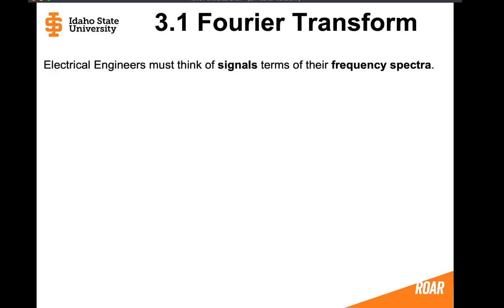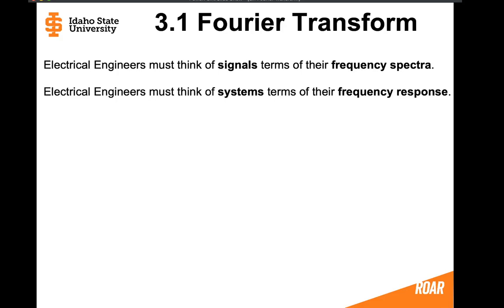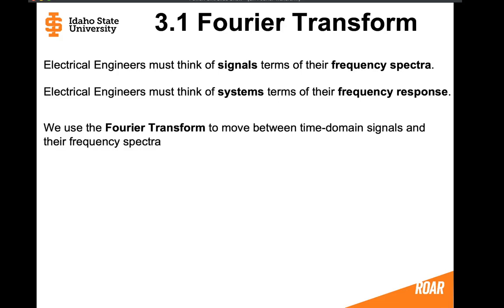Electrical engineers must think about signals in terms of their frequency spectra, and we must also think about systems in terms of their frequency response. We can use the Fourier transform to move back and forth between time domain signals and their frequency spectra. You probably learned this in your signals and systems class, but we're going to review it here because it's important for communication systems.